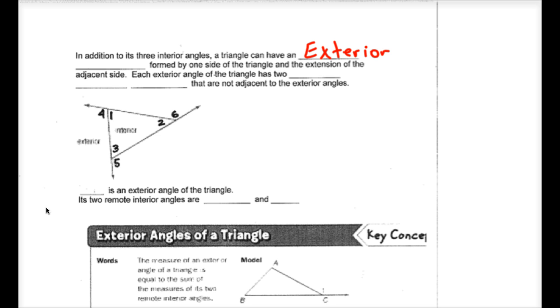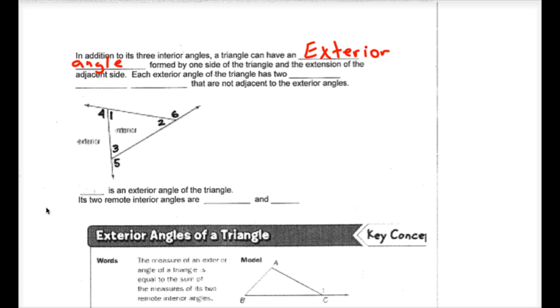This is new stuff, people. Pay attention. Formed by one side of the triangle and the extension of its adjacent side. Okay? So an exterior angle is, what's the word exterior mean? Outside. There are angles that are outside the triangle.